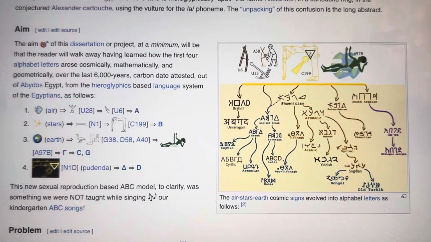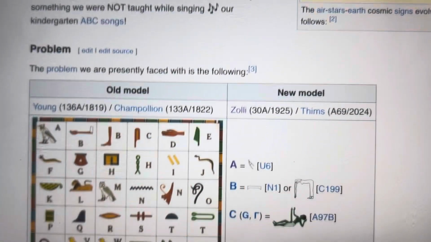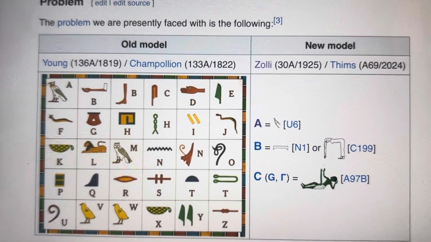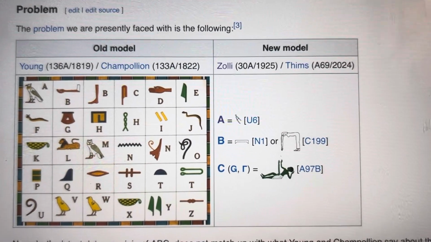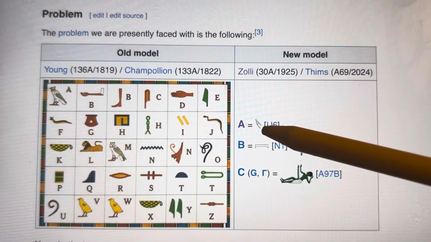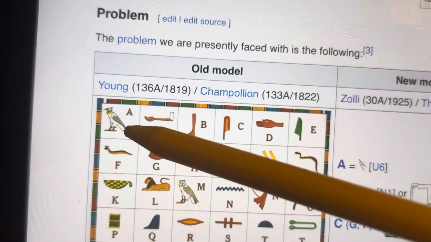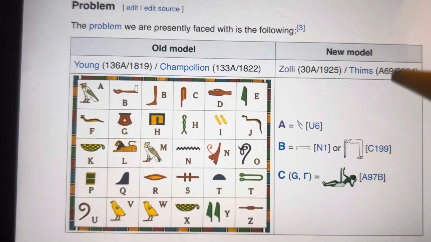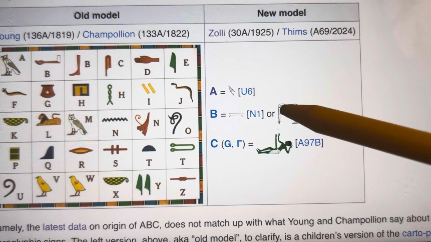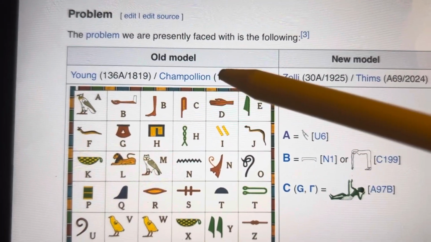So now, having seen an overview of the origin of ABC, we come to the problem. Namely, this is the so-called Young Champollion phonetic alphabet. And we see that the Ho, which is the type origin of letter A, does not match the vulture, which is what Champollion says letter A comes from. Or the stars of space goddess B with two breasts does not equal the foot or the arm, which Champollion says letter B comes from.